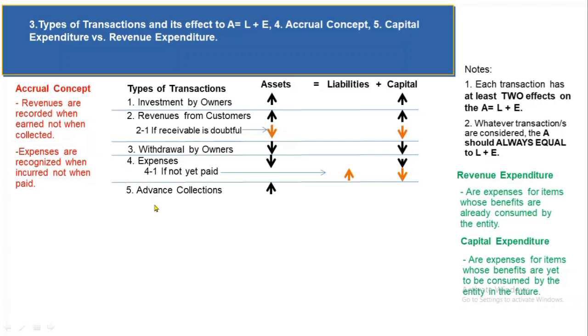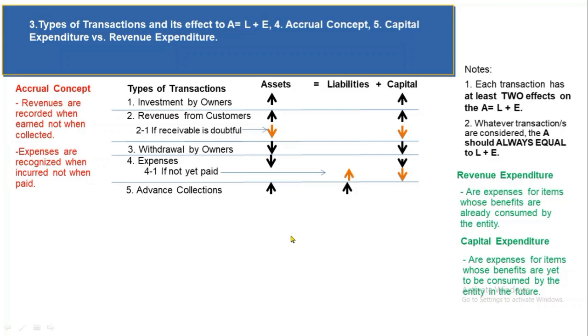So sir, if we do not increase the equity or the revenues, what account will we increase, sir? The answer is the liabilities. You are already liable or obligated to deliver goods or services from the moment you accepted the advance payment.